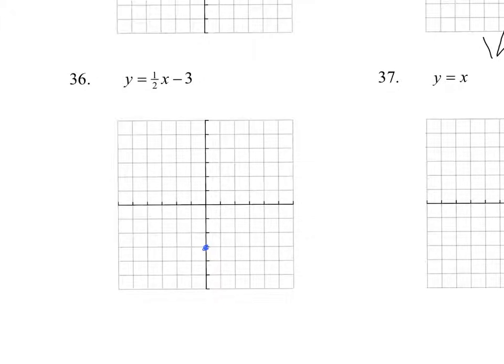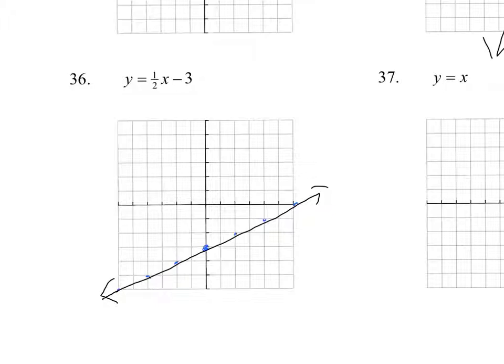So up 1 over 2, up 1 over 2, up 1 over 2. I can even go back the other way and go down 1, left 2, down 1, left 2, down 1, left 2. That way you have all the dots you can fit on there, and that's going to help you draw a straighter line.